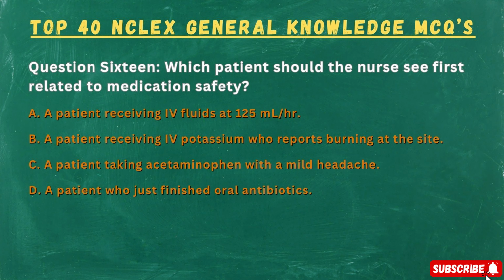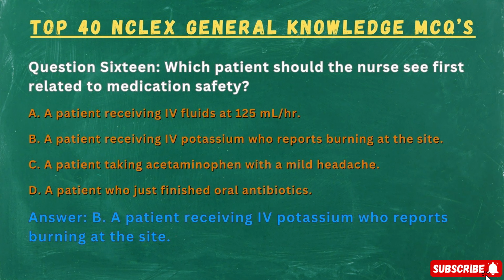Question 16. Which patient should the nurse see first related to medication safety? A. A patient receiving IV fluids at 125 milliliters per hour. B. A patient receiving IV potassium who reports burning at the site. C. A patient taking acetaminophen with a mild headache. D. A patient who just finished oral antibiotics. Answer: B. A patient receiving IV potassium who reports burning at the site.